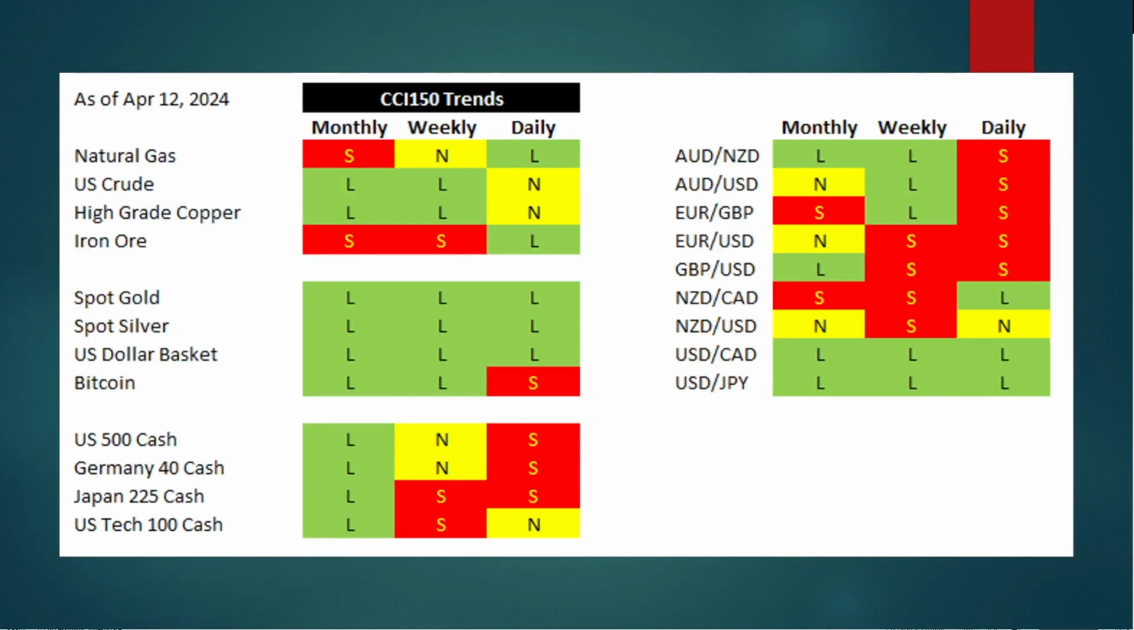Again, for our heat map, today we're looking at Aussie New Zealand, so it's monthly, weekly, it's long or bullish, and on the daily it's turned into a bearish scenario. On the New Zealand CAD, it's bearish across the board on monthly, weekly, but it's bullish on the daily. And US Canadian and US Japanese yen, it's bullish across the board. I'll give you a couple of ideas how to trade that as well.